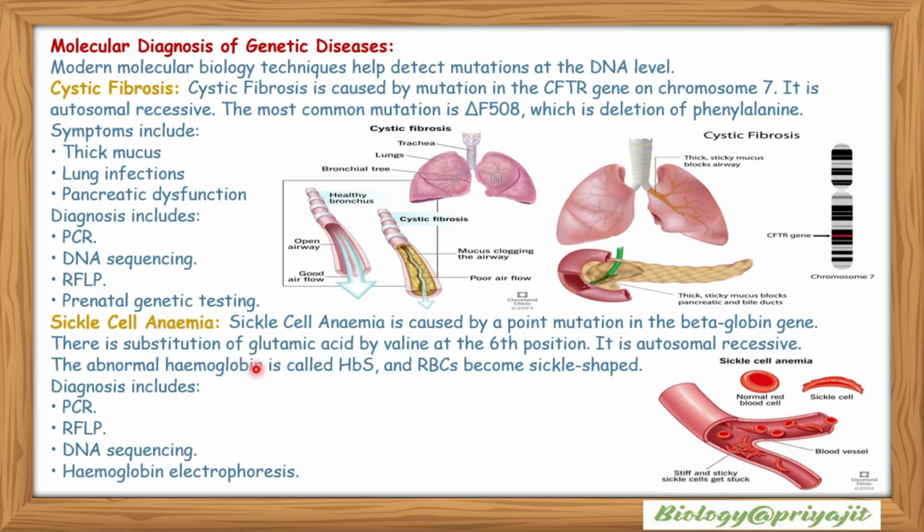Sickle cell anemia is caused by a point mutation in the beta globin gene. There is a substitution of glutamic acid by valine at the 6th position. It is autosomal recessive. The abnormal hemoglobin is called HbS or sickle cell hemoglobin, and RBCs become sickle shaped. Diagnosis includes PCR, RFLP, DNA sequencing, and hemoglobin electrophoresis.